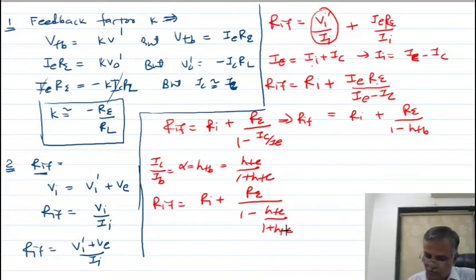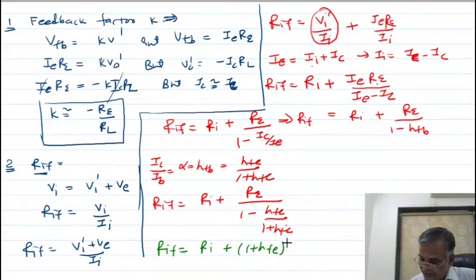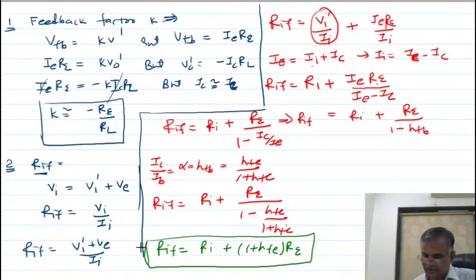So the most important numeric equation you are getting: the input resistance of an amplifier in a current series feedback amplifier after the feedback is given by this. Rif is equal to Ri plus 1 plus HAB into Re. This is the input resistance. This is called the second analysis. Very simple. Third one.